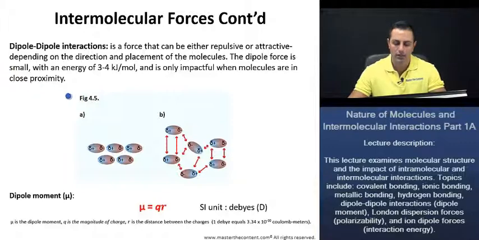Let's demonstrate that now. In figure 4.5a here we have polar molecules that pack very nicely, right, when they have non-like charges, right, that are in close proximity as such. However, when they have like charges that are in close proximity, they're going to repel one another. And the net force of these molecules is just going to be the sum of the attractive force and the sum of the repulsive force.